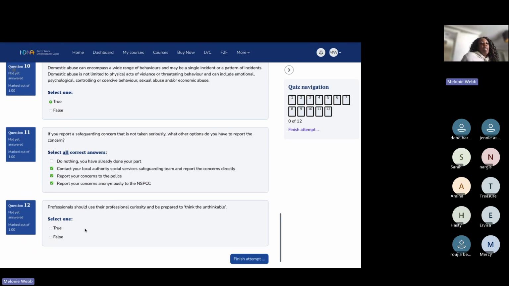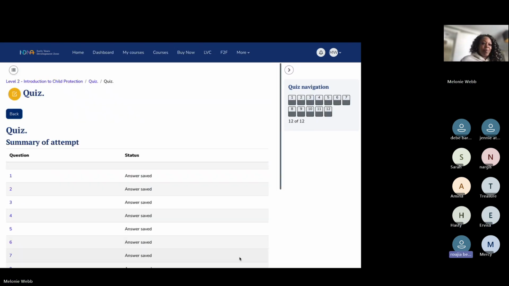Professionals should use their professional curiosity and be prepared to think the unthinkable. True or false? True. Listen, Amina, professionals should use their professional curiosity, so they should ask lots of questions and be prepared to think that even the nicest person can do the wrong thing.